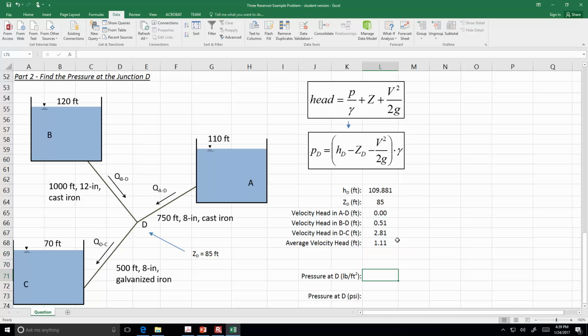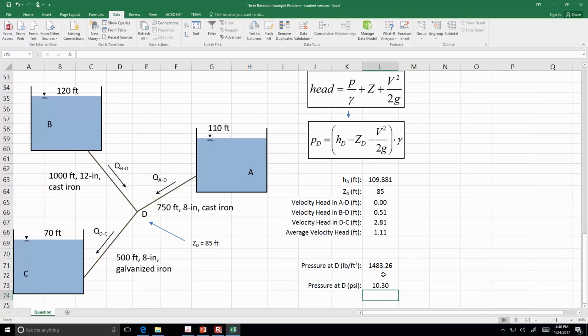And so for the pressure at D, I'll substitute this formula to calculate it. It's going to be the total head, all the energy, minus the elevation, minus the average velocity head, multiplied by gamma. And for water in traditional units, we'll use 62.4 pounds of force per cubic foot. So then that tells us the pressure in pounds per square foot. And if I want that in PSI, I just divide by 144. So now we know how much pressure there is at D.